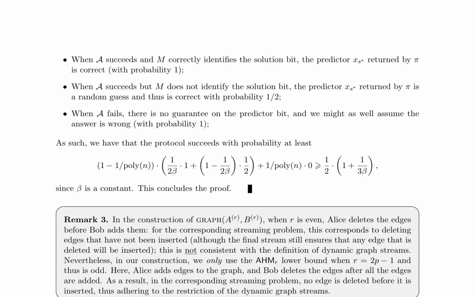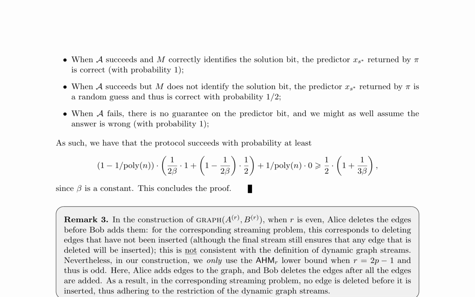The protocol's success probability is analyzed, considering 3 scenarios. When algorithm A succeeds and M correctly identifies the solution bit, when A succeeds but M fails, and when A fails. The probability of success is calculated as at least (1 - 1/poly(n)) (1/(2 beta) + (1 - 1/(2 beta)) · 1/2) + 1/poly(n) · 0, which is greater than or equal to 1/2 (1 + 1/(3 beta)), where beta is a constant.